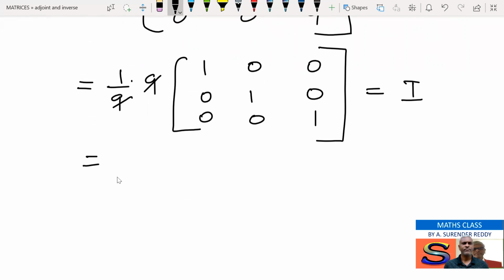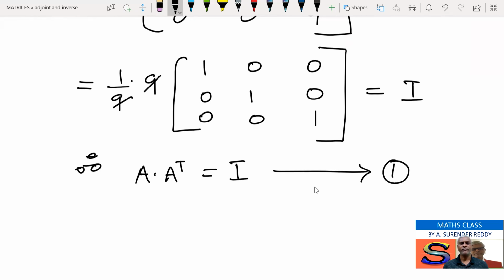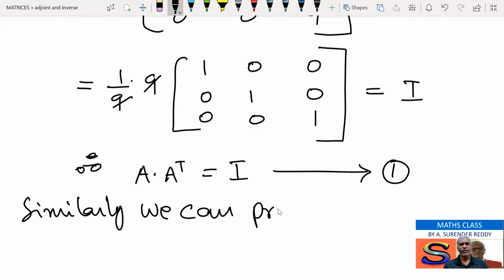We get I, that is the unit matrix. So here what we did, A into AT, we are getting I. So let us name it as the first equation. Similarly, we can prove that AT into A is also I.